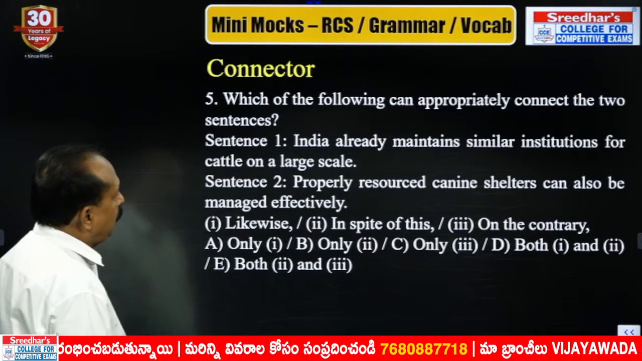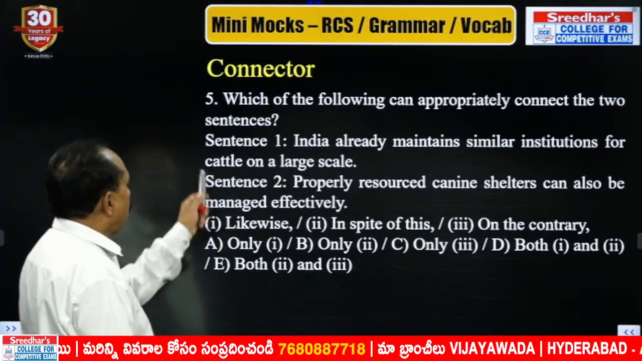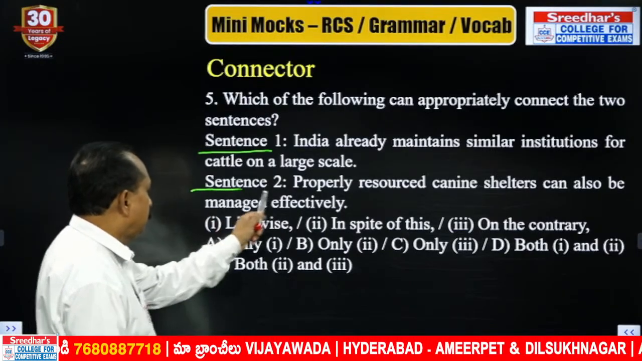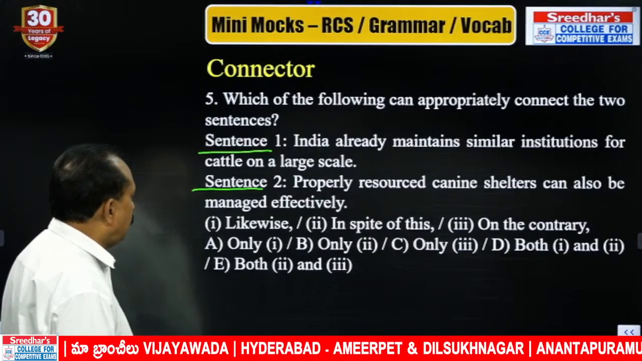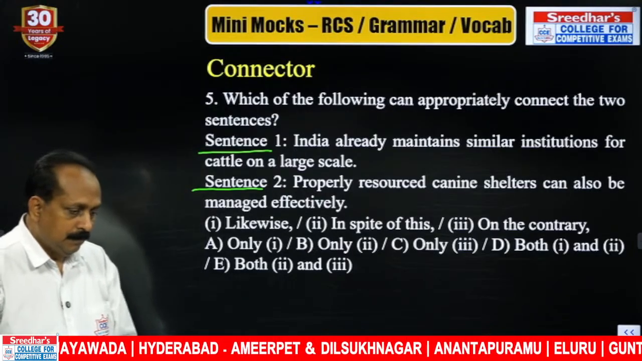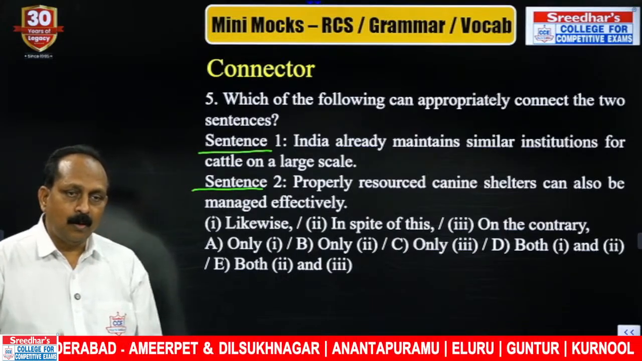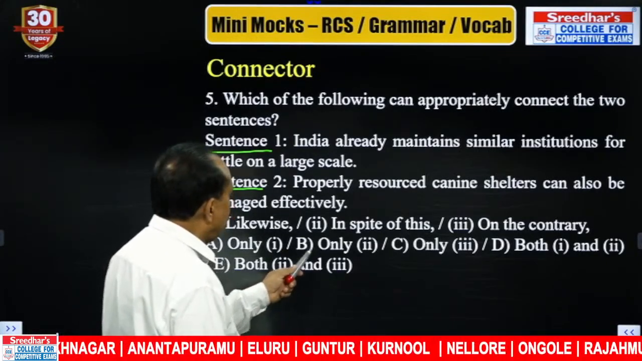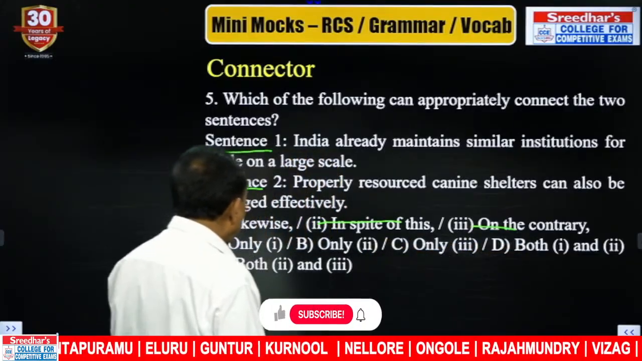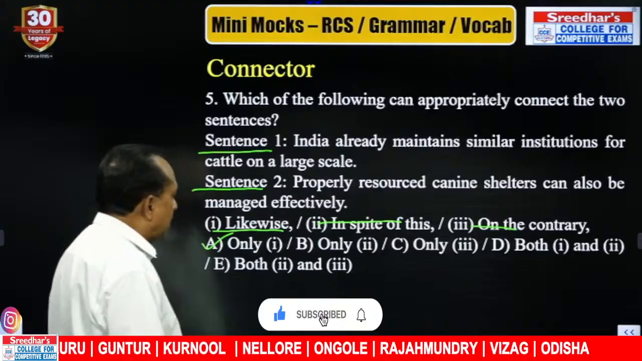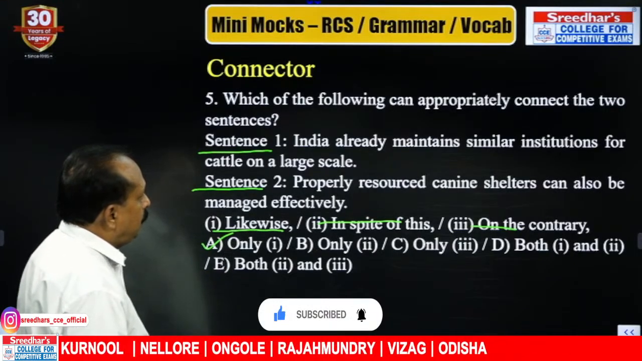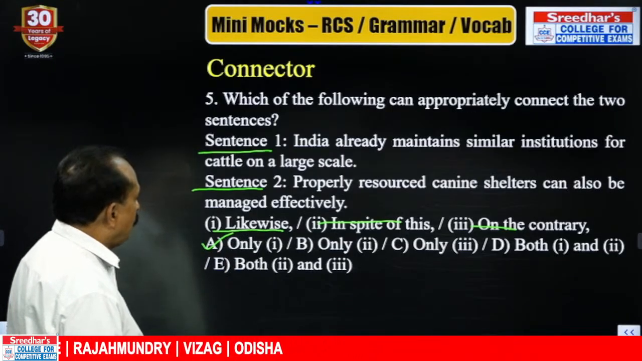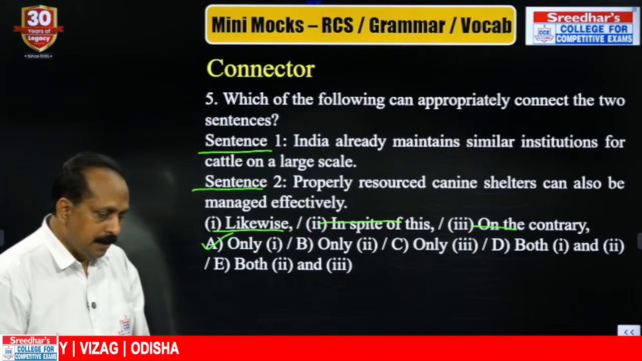Connector. Which of the following can appropriately connect the two sentences? What is the first sentence? India already maintains similar institutions for cattle on a large scale. Properly resourced canine shelters can also be managed effectively. Of the three options, two talk about contrast, but those two sentences don't show any contrast. Based on that, you cannot consider in spite of, on the contrary. Only one we can consider. That means what is the answer? A is the answer. India already maintains similar institutions for cattle on a large scale. Likewise, properly resourced canine shelters can also be managed effectively. So what is the answer? A is the answer.